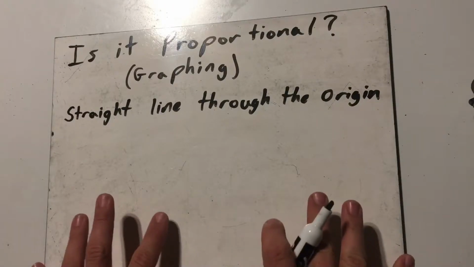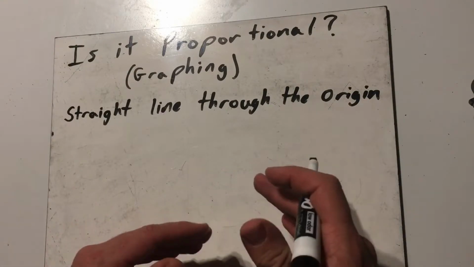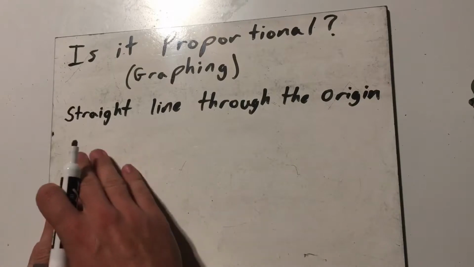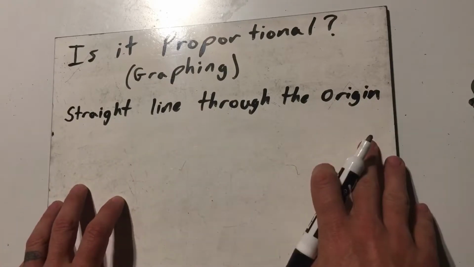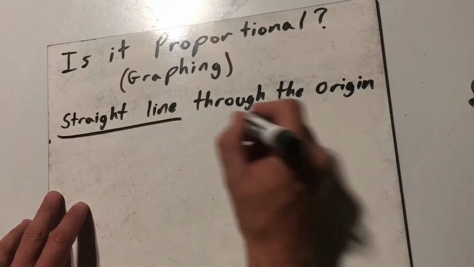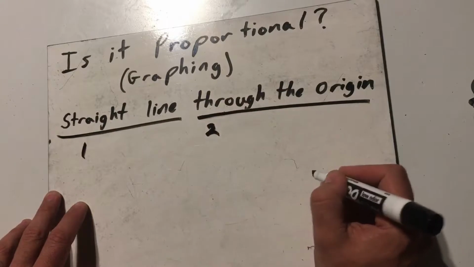So now I want to talk about how to tell if something's proportional based on graphs, or graphing. It's a very simple rule. It has to have a straight line through the origin. That's two criteria: a straight line, and it has to go through the origin. Both criteria have to be met.